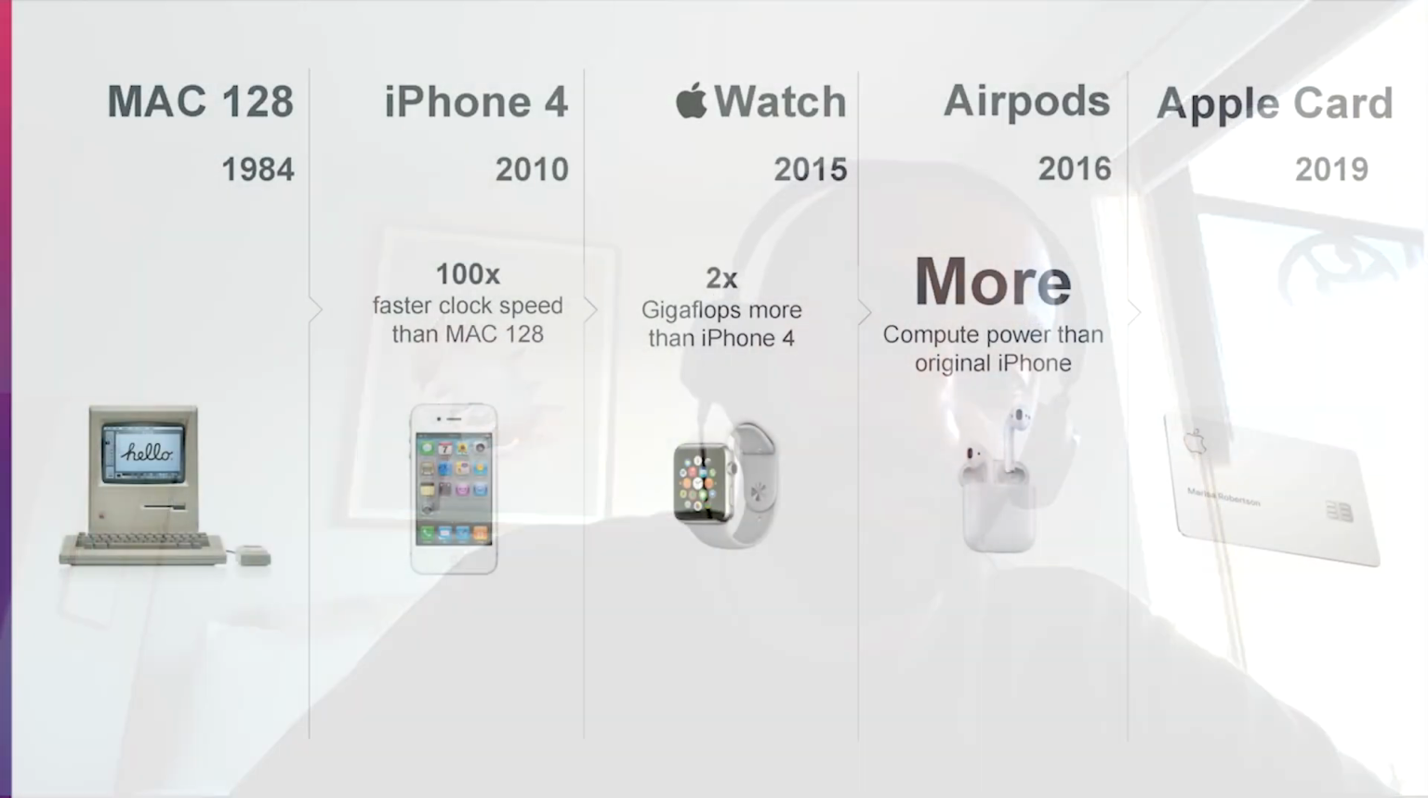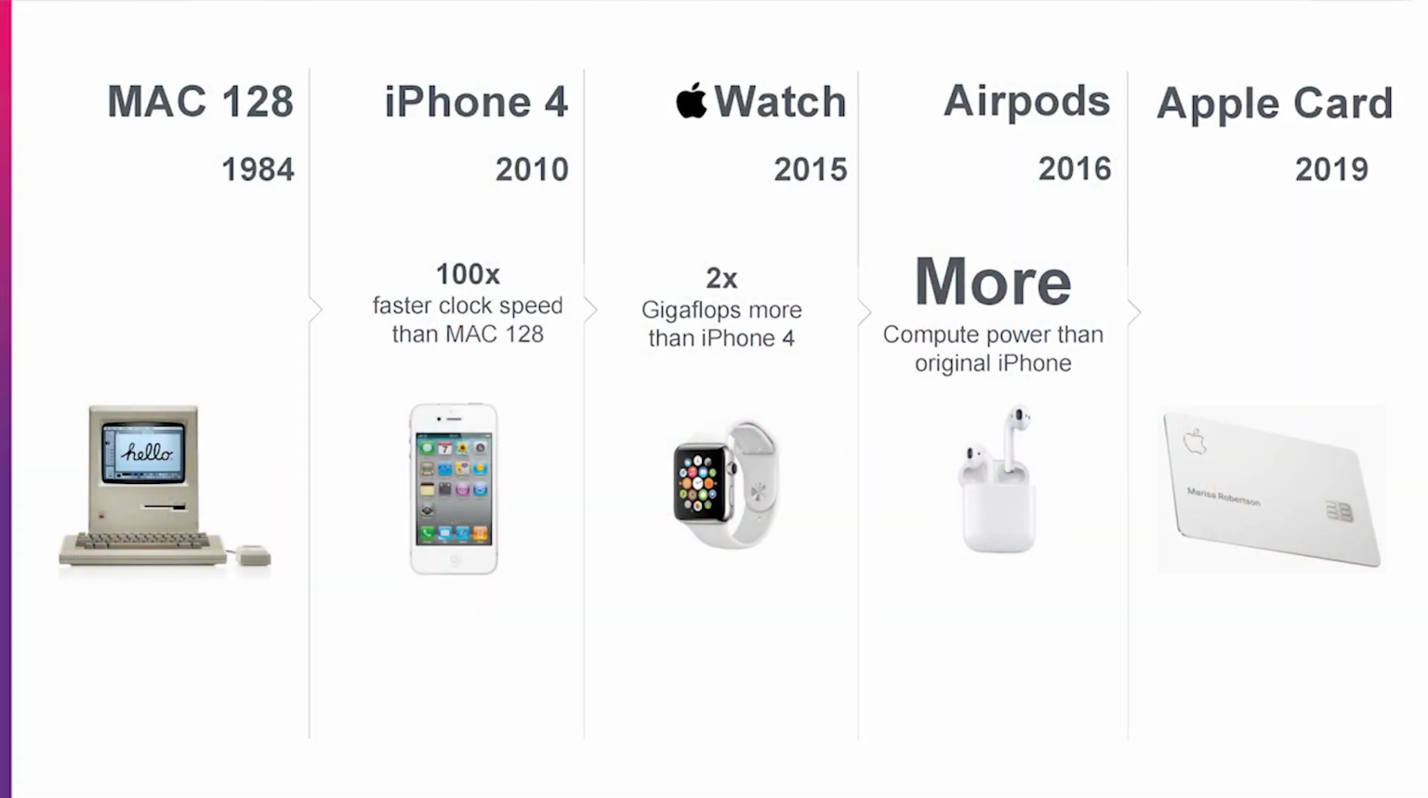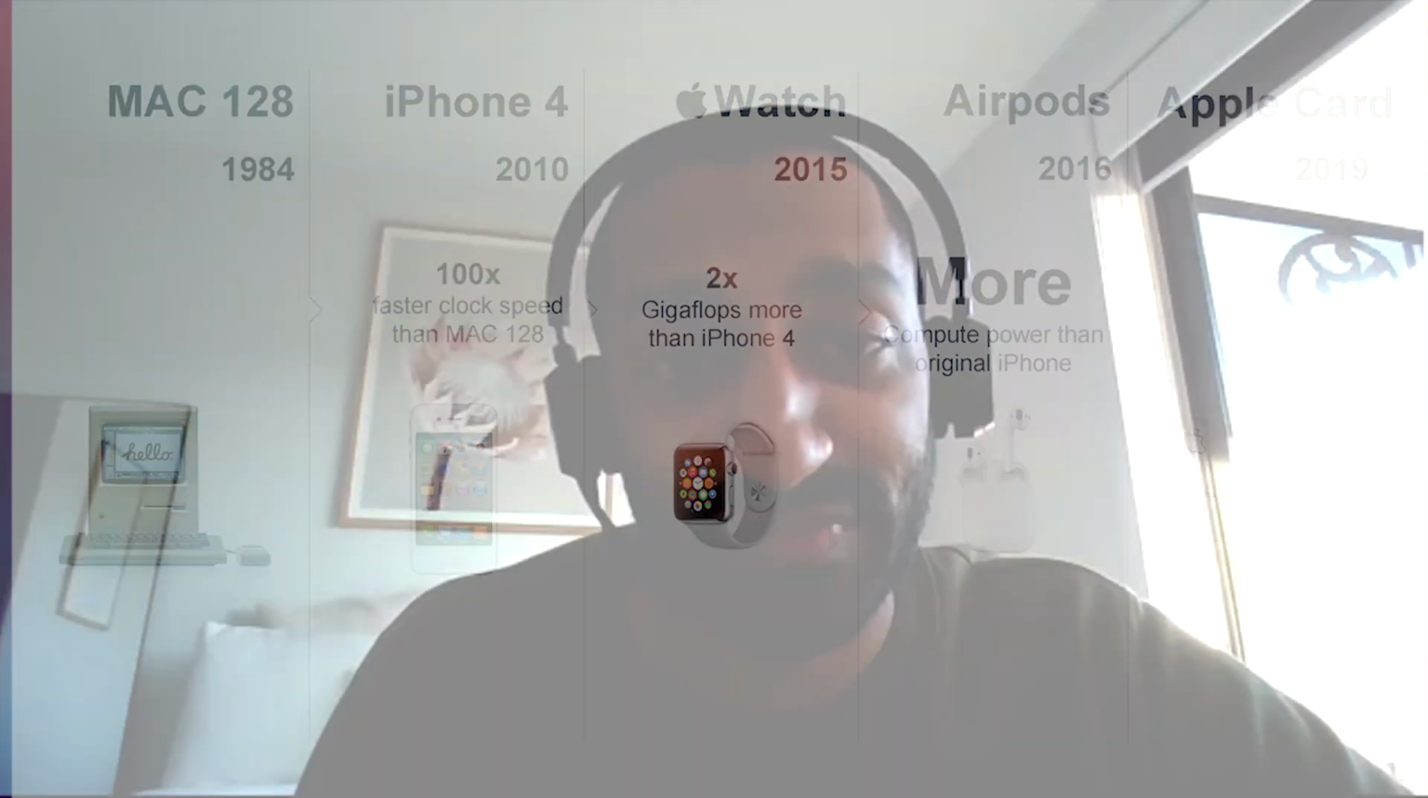And so you've seen these tech organizations really come through. And in 2010, iPhone 4 was released, which is 100 times faster than the Mac in 1984. And then you've got 2016, they released the AirPods. So the actual hardware is getting smaller, but the software is more powerful because the AirPods compute more power than the original iPhone. And who knows where they're going to lead to.